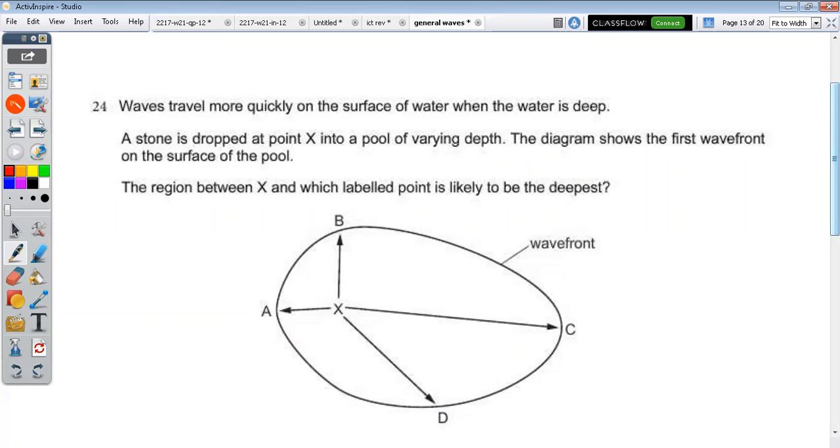A stone is dropped at point P into a pool of varying depth. The diagram shows you the wave fronts on the surface. Which labeled region is likely to be the deepest? So that's actually easier. Which one is further away from this point here to be deeper? A, B, D, or C? C, yeah?